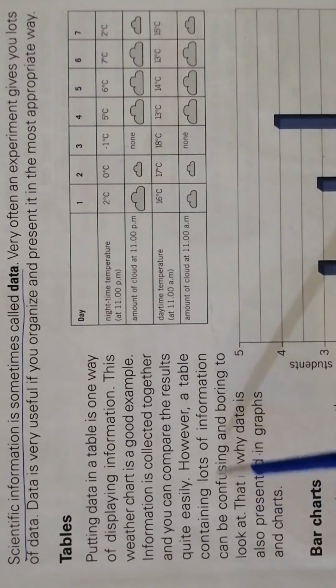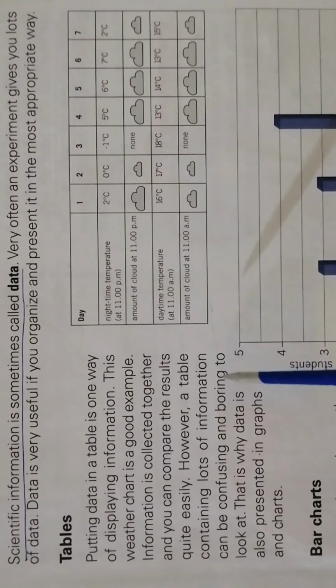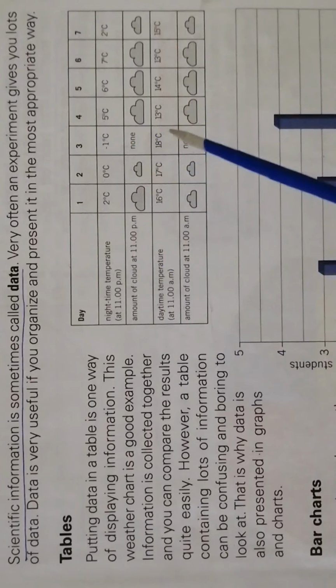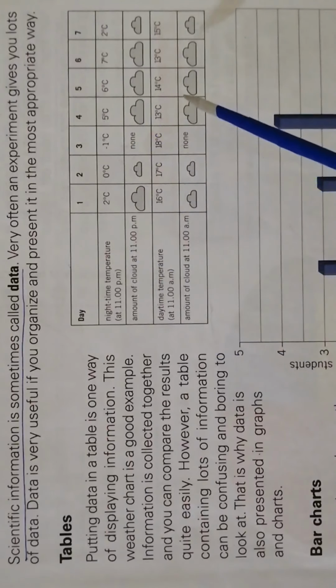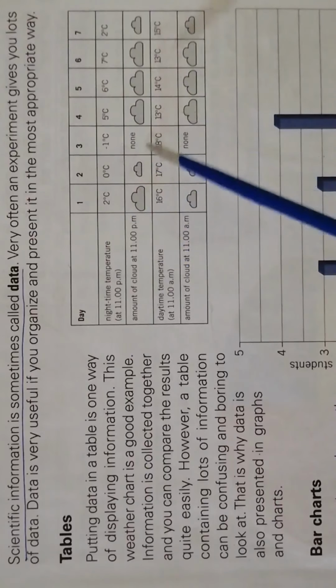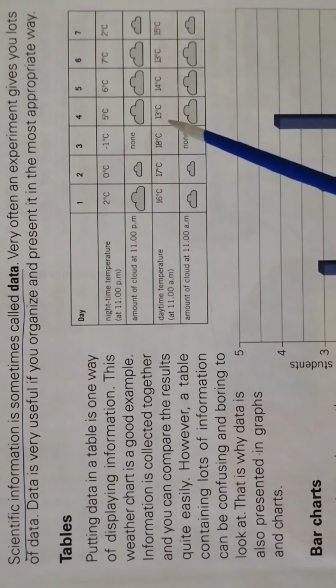However, a table containing lots of information can be confusing and boring to look at. That is why data is also presented in graphs and charts. जहाँ पर हम टेबल के फ़ायदे देख रहे हैं, हमें नज़र आ रहा है कि कुछ नुकसानात भी हैं. और वो नुकसानात क्या हैं कि जब टेबल आपके सामने है तो बहुत ही छोटी छोटी वैल्यूज़ हैं, कंफ्यूज हो रहे हैं कि हम कौन से रो में जाएं, किस कॉलम में जाएं, हम अपना आंसर कहाँ तलाश करें. तो ये बहुत ज़्यादा इन्फॉर्मेशन हमें जब इकट्ठी मिल जाती हैं तो हम बोर हो जाते हैं.